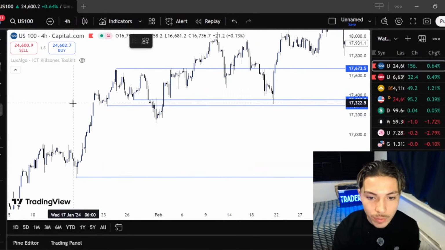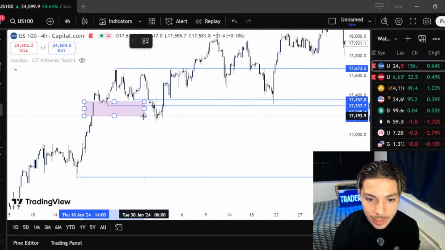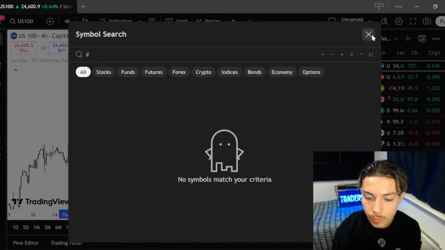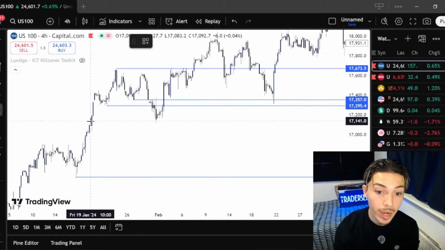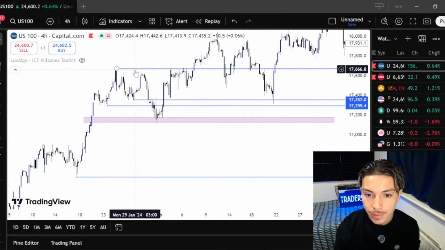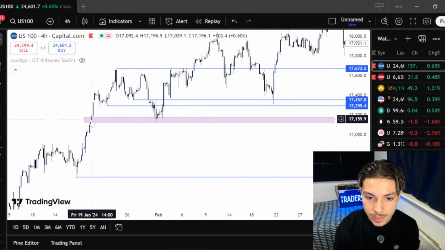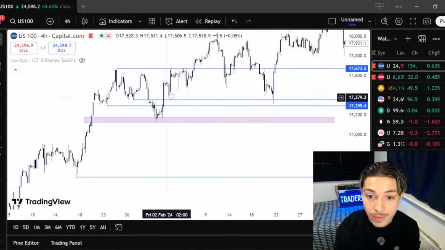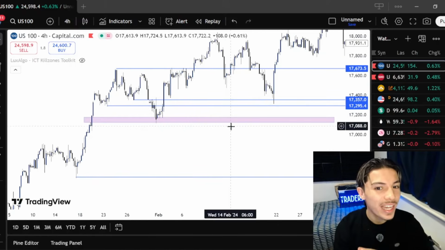So as you can see, we have all of these imbalances. We have imbalance here. We have imbalance there. We have an imbalance right below right here. But what does the market do? Quite simply, it takes out liquidity, fills in this gap, and then rejects. Now, what's the third and final step?